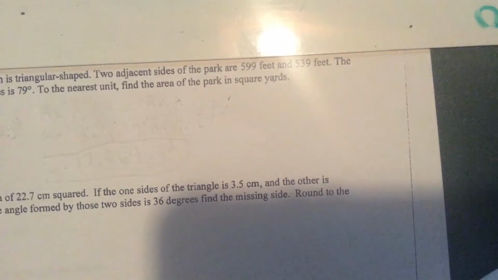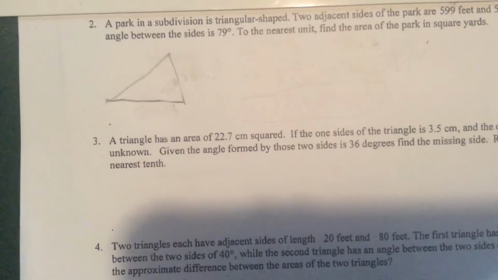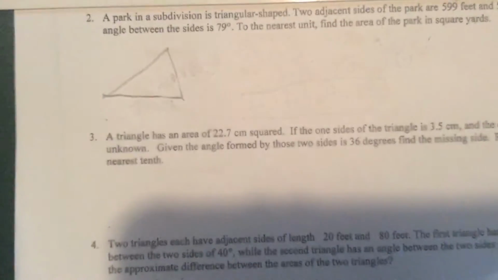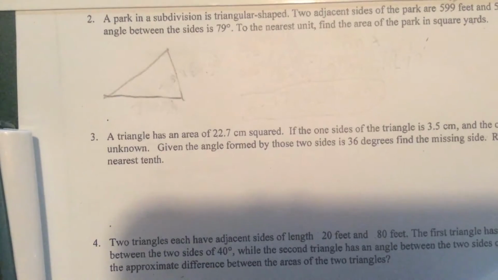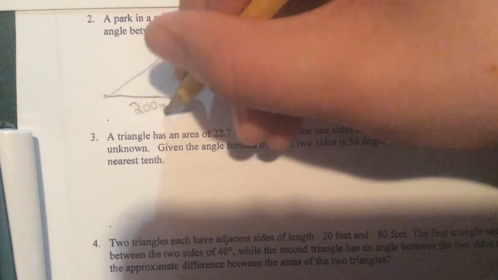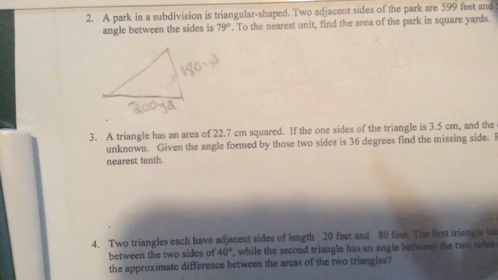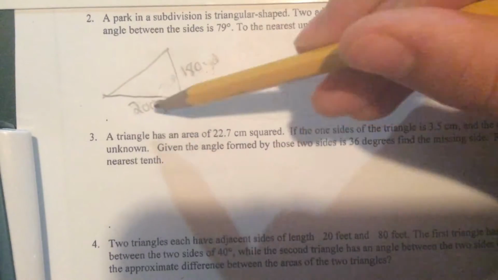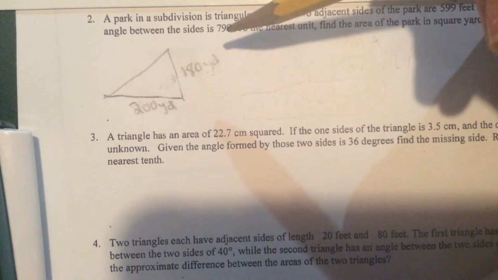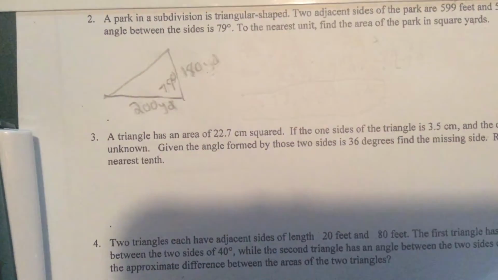Okay, now let's go back to the problem. So for this one, you would want to draw a picture so it's easier to visualize what you're doing. Now, one length is the 180 yards, and the other length is 200 yards. And it says that they are 2 adjacent sides, so make sure if you're going to put them down that they're next to each other. Now it says right here the angle in between is 79 degrees. So we'll put that in between them, 79 degrees.